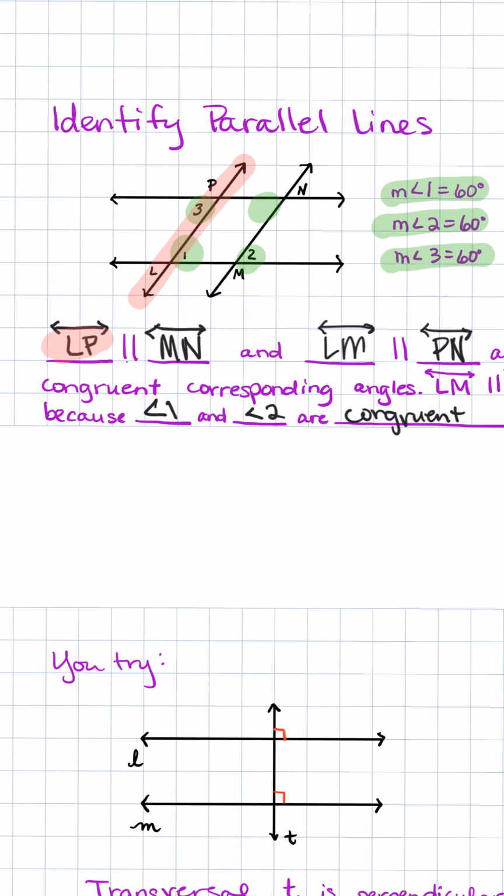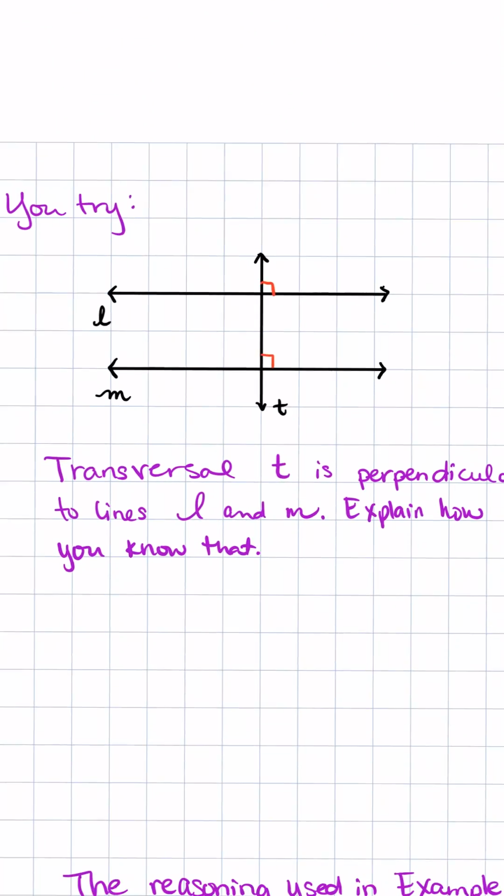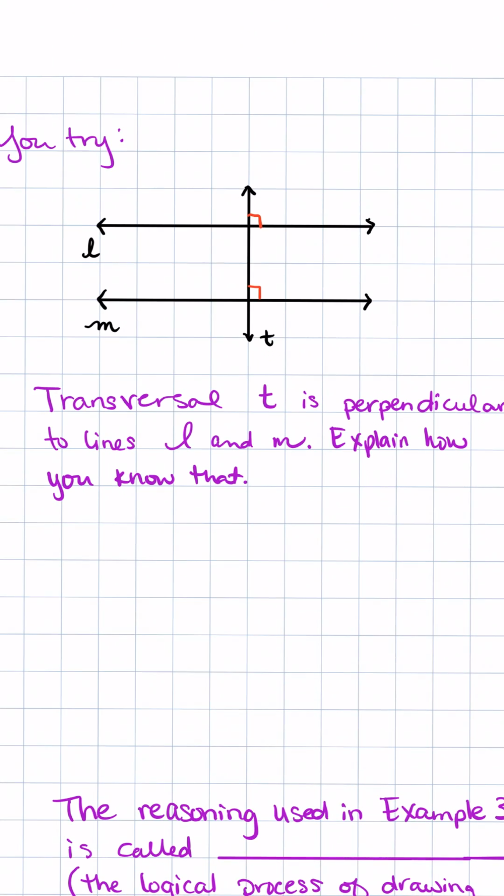And if we know that this is 60 degrees and we wanted to figure out what this one was, this is a straight line. What do we know about straight lines? Straight lines equal 180 degrees. So if we take 60 away from 180, this is going to be equal to 120 degrees. So now look at this one. You try.